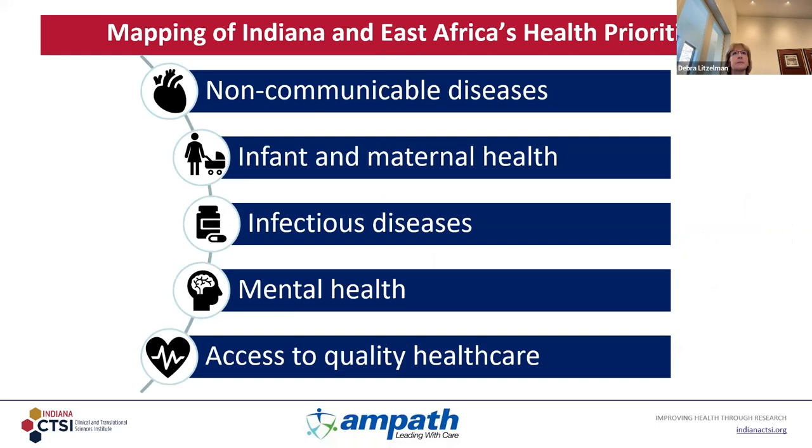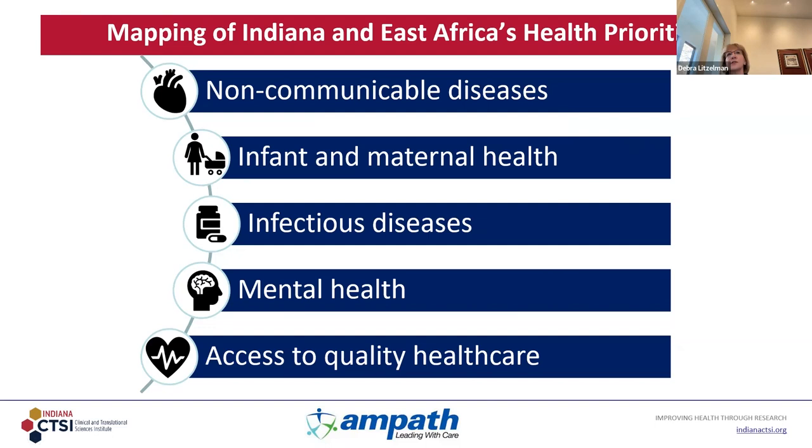So we went about the work of identifying those health priorities as an important starting place. And a product of that mutual work was that we found that the top five were very similar in East Africa and Indiana. No surprise, infectious disease was high in many countries, non-communicable disease, maternal child health, mental health, and access to quality health care were at the top five, which gave us then a framework for where to begin with our prioritization for grant funding and so forth.